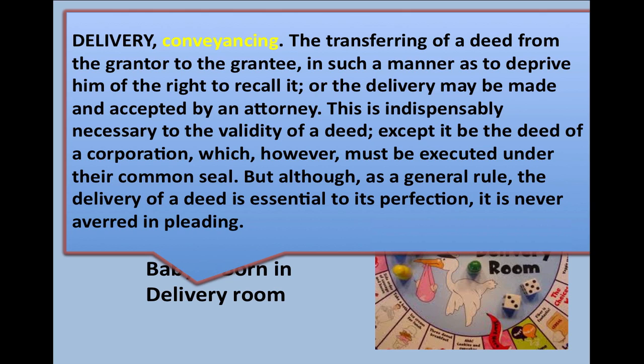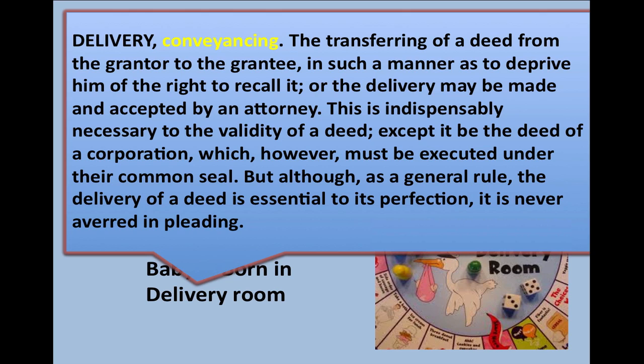Okay, now delivery is the transferring of a deed from the grantor to the grantee in such a manner as to deprive him of the right to recall it. Or the delivery may be made and accepted by an attorney. This is indispensably necessary to the validity of a deed, except it be in the deed of a corporation, which, however, must be executed under their common seal. So this is how they get around it. They say that if they're acting as a corporation, all they need to do is use their common seal.